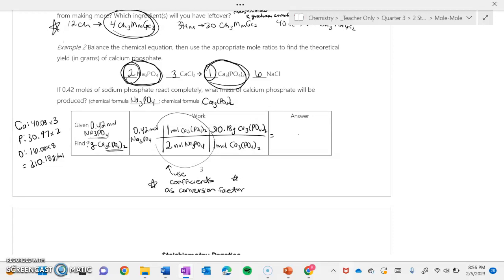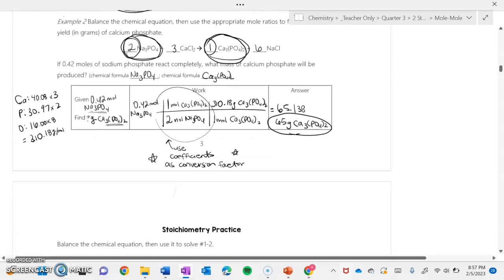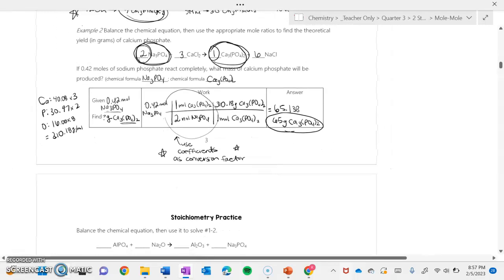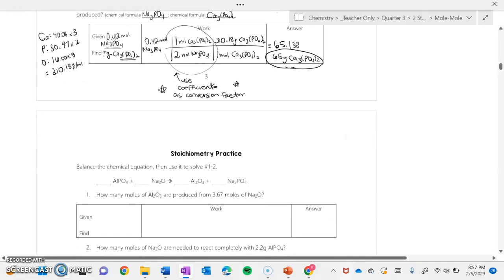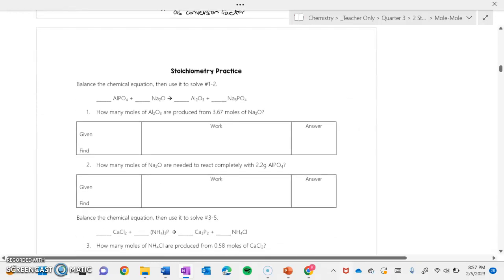Let's pop this in our calculator, and I get 65 point... I think your calculator will say 138. But our given had 2 significant figures, so my answer is going to be 65 grams of calcium phosphate. Final answer there. There's how you use a mole ratio from those coefficients. That's our final conversion factor here.